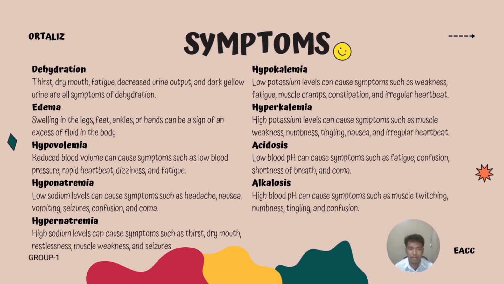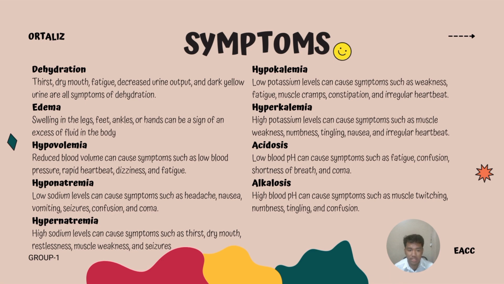Next is hypokalemia. In hypokalemia, you have a low potassium level, and this can cause symptoms such as weakness, fatigue, muscle cramps, constipation, and irregular heartbeat. This condition can be caused by excessive sweating, vomiting, or the use of certain medications. Next is hyperkalemia. In hyperkalemia, you have high potassium levels that can cause symptoms such as muscle weakness, numbness, tingling, nausea, and irregular heartbeat. This condition can be caused by kidney failure, certain medications, or a diet high in potassium.